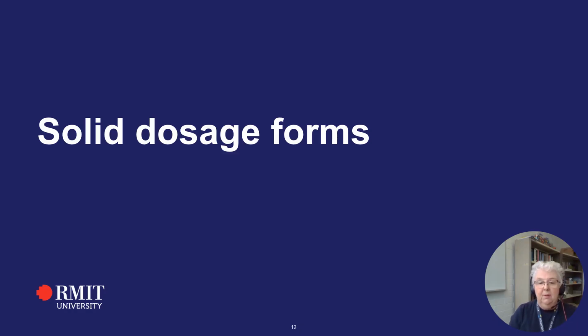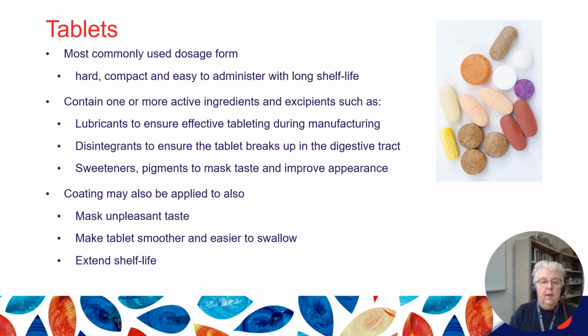So let's start our exploration with solid dosage forms. Tablets are the most common. They're hard, they're compact, they're easy to administer or take, and they have a long shelf life. They can contain more than one active ingredient and excipients, things like lubricants, disintegrants, or sweeteners. And the coating is there. Not all tablets are coated, but when they are, they can mask the taste, make it smoother and easier to swallow, and they can extend shelf life because they protect the active ingredient from the atmosphere and stop them from deteriorating.